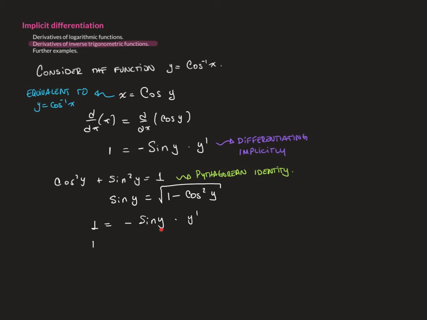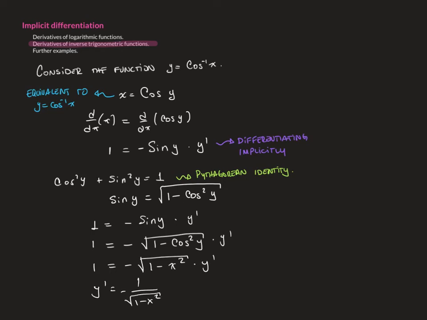We do the substitution. 1 is equal to minus the square root of 1 minus cosine squared of y times y dash. And we remember that x is defined as cosine of y. Therefore, we can substitute 1 equals minus the square root of 1 minus x squared in here times the derivative, and finally we solve for y dash as minus 1 over the square root of 1 minus x squared. Final answer is going to be the derivative with respect to x of our function cosine minus 1 of x is equal to minus 1 over the square root of 1 minus x squared.